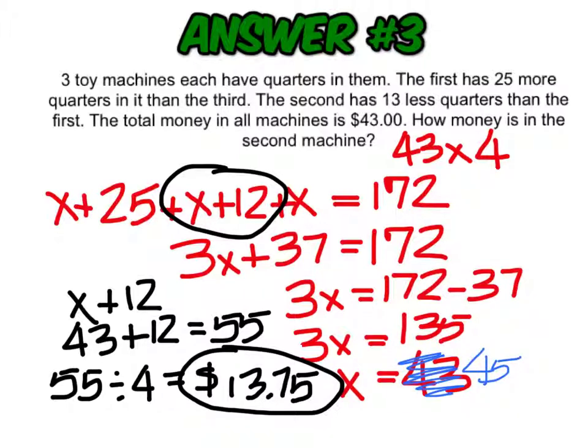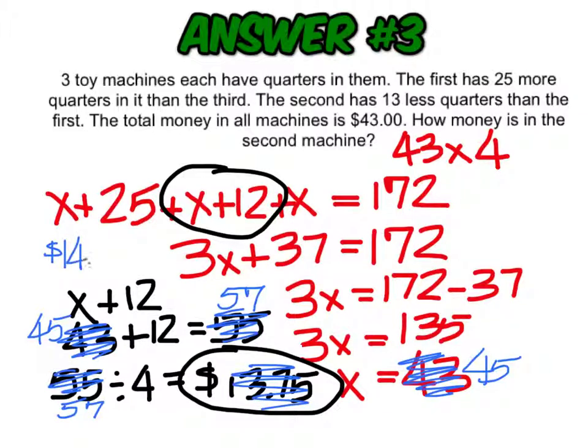So if you put 45 back in for the x plus 12, you'll come out with 57, not 55. And if you divide that 57 by 4 to convert it back into dollars and cents, because there's 4 quarters in a dollar, you won't have $13.75. It should be $14.25 for the final answer.